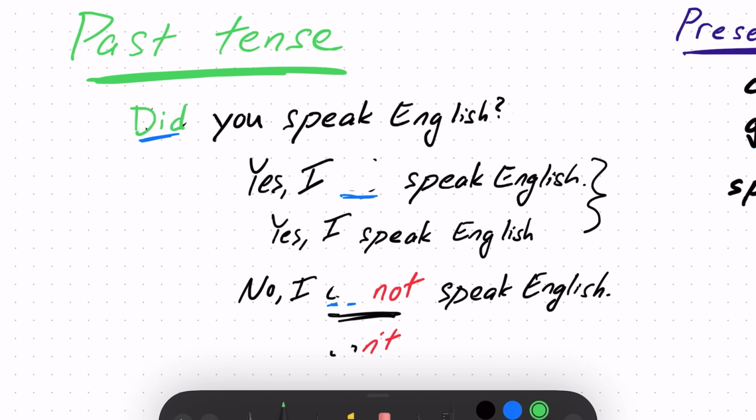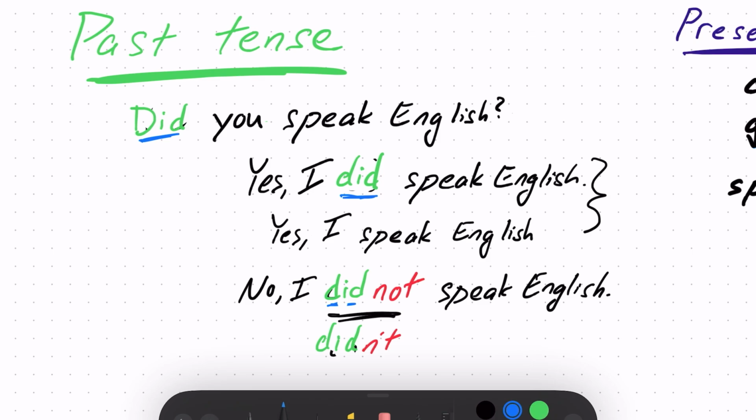Did you speak English? And the answer is yes, I did speak English yesterday. The answer is no, you say no, I did not speak English yesterday. And again, we have a contraction here, so maybe you'll say no, I didn't speak English yesterday. So we replaced do with did. That made the whole sentence, the whole question, the whole answer past tense.